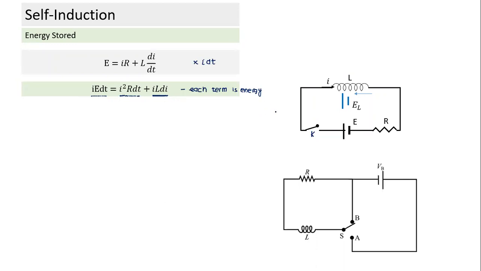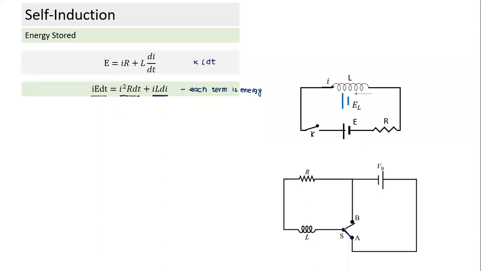How do we know it's stored or dissipated? What is the indication for that? Suppose initially I have connected S to A. In that case current is flowing, and the battery is supplying energy.